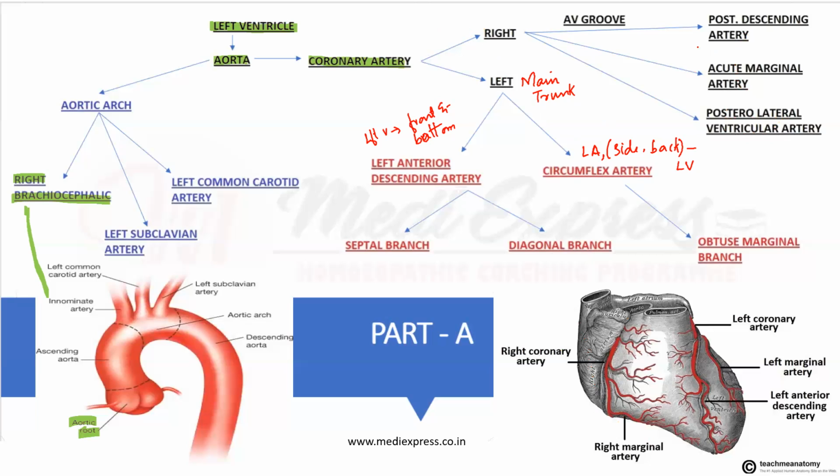And at that time, what will happen is the posterior descending artery with a little of the circumflex artery together will run beneath the bottom of the heart, and thus it supplies blood to the left ventricle and back of the septum. This is what you need to remember.